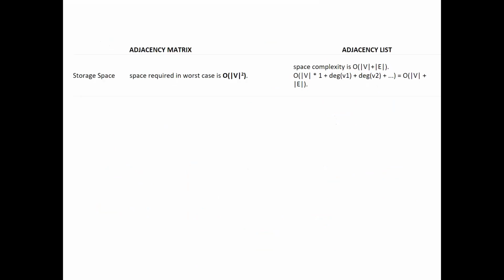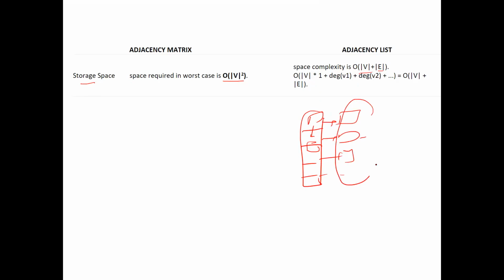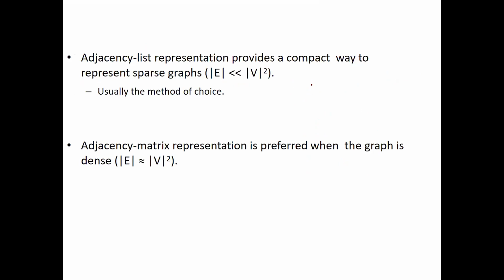Now, from a space point of view, adjacency matrix takes order of v squared space, and adjacency list takes order of v plus order of e space. Order of v means the space required to store the array which stores the starting address of every linked list. Then the degree of vertex v1 plus the degree of v2 plus the degree of v3 and so on: if you sum up the degrees of every vertex, that is nothing but the count of edges. So it is basically order of number of vertices plus number of edges.